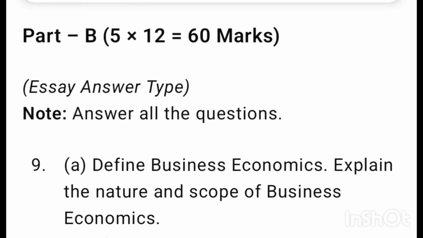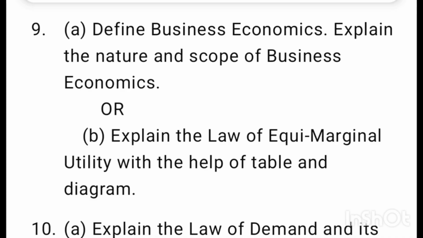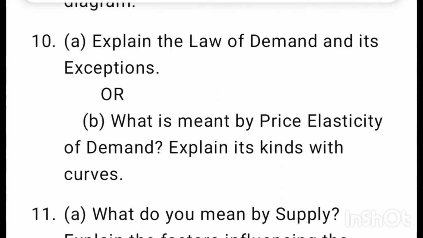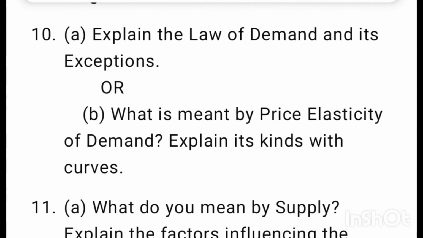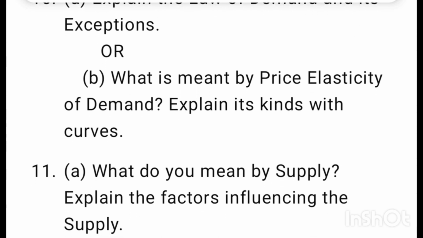Part B, 5 x 12 = 60 marks, essay answer type. Note, answer all the questions. 9A, define business economics. Explain the nature and scope of business economics. Or B, explain the law of equimarginal utility with the help of table and diagram. 10A, explain the law of demand and its exceptions. Or B, what is meant by price elasticity of demand. Explain its kinds with curves.